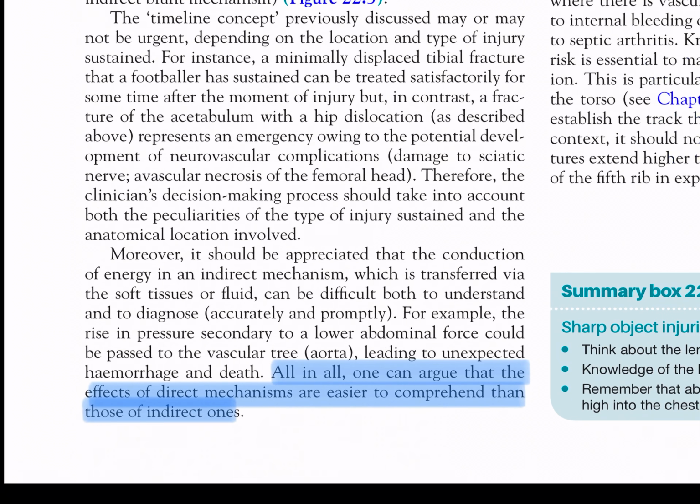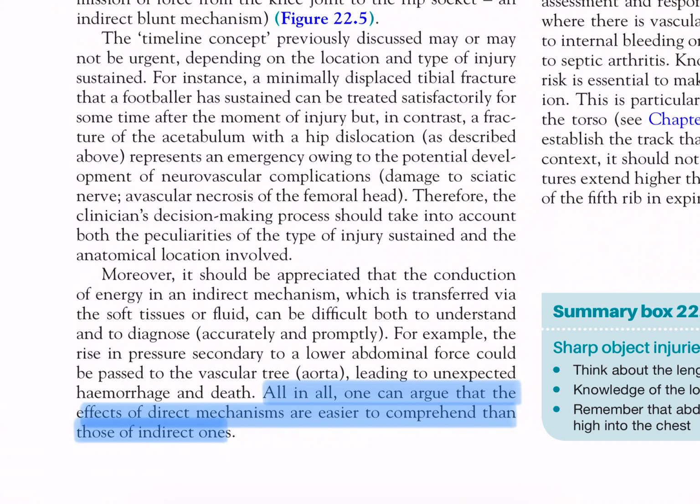Therefore, the clinician's decision-making process should take into account both the peculiarities of the type of injury sustained and the anatomical location involved. Moreover, it should be appreciated that the conduction of energy in an indirect mechanism, which is transferred via the soft tissues or fluid, can be difficult both to understand and to diagnose accurately and promptly. For example, the rise in pressure secondary to a lower abdominal force could be passed to the vascular tree, aorta, leading to unexpected hemorrhage and death. All in all, one can argue that the effects of direct mechanisms are easier to comprehend than those of indirect ones.